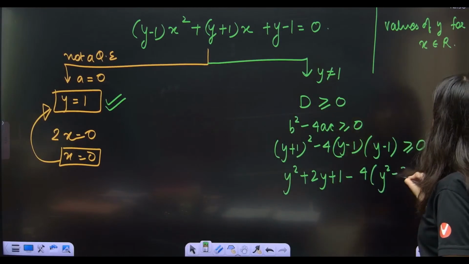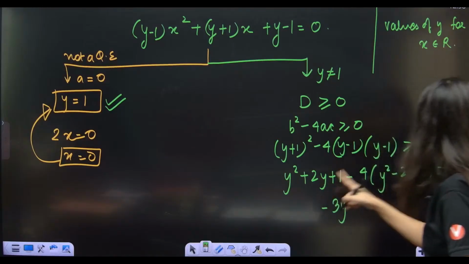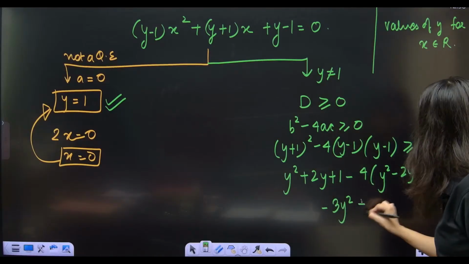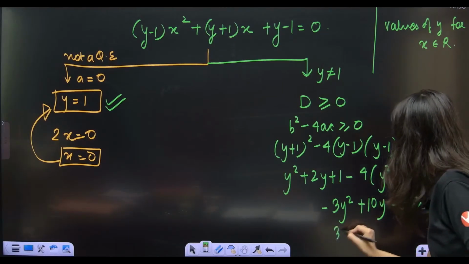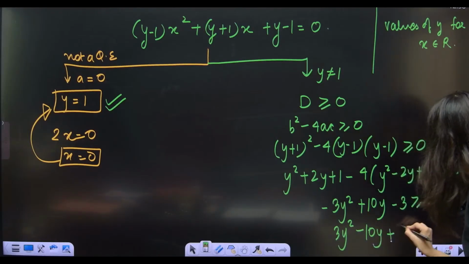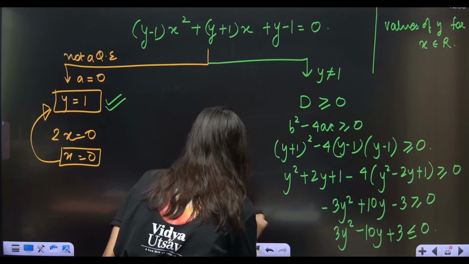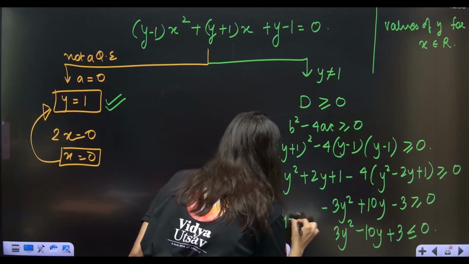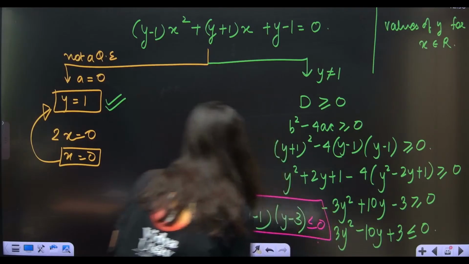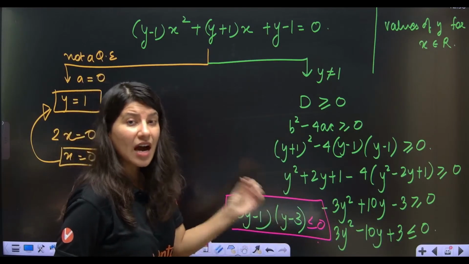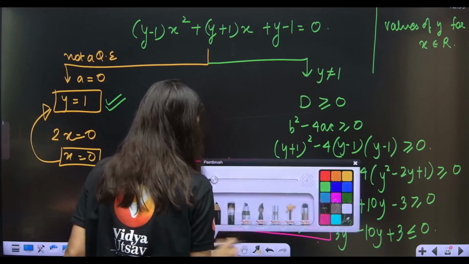Now y square minus 2y plus 1 minus 4y square minus 3y square, plus 2y plus 8y, so it is going to give you 10y, and 1 minus 4 minus 3, greater than or equal to 0. Now multiply by a negative sign because for the wavy curve the leading coefficient should be positive. Now splitting the middle term, it is (3y minus 1) and (y minus 3), and it should be less than or equal to 0. So 1 by 3 and 3 are two values over here.